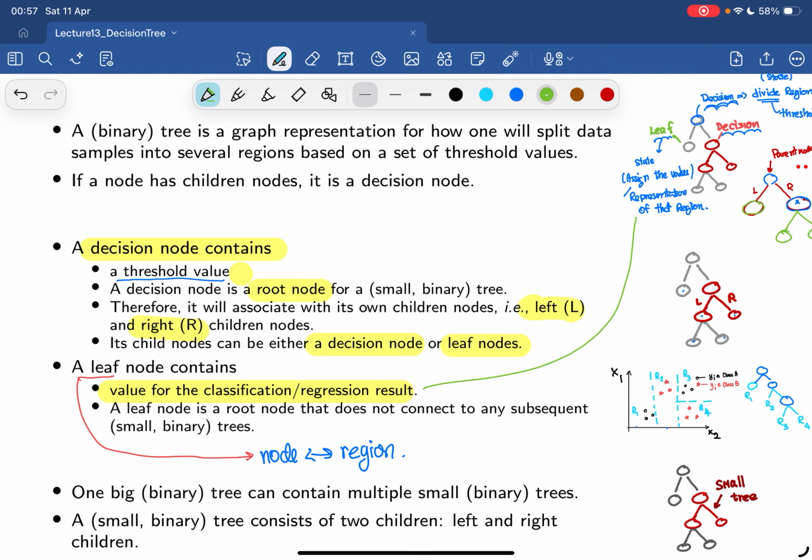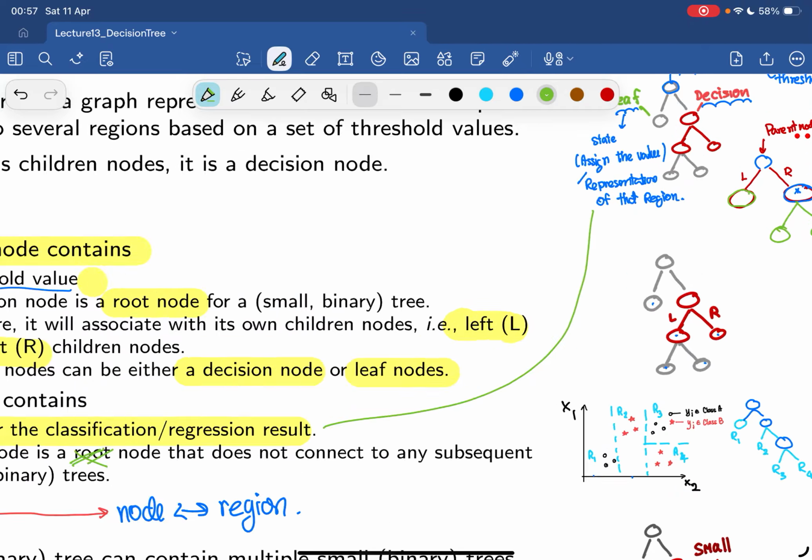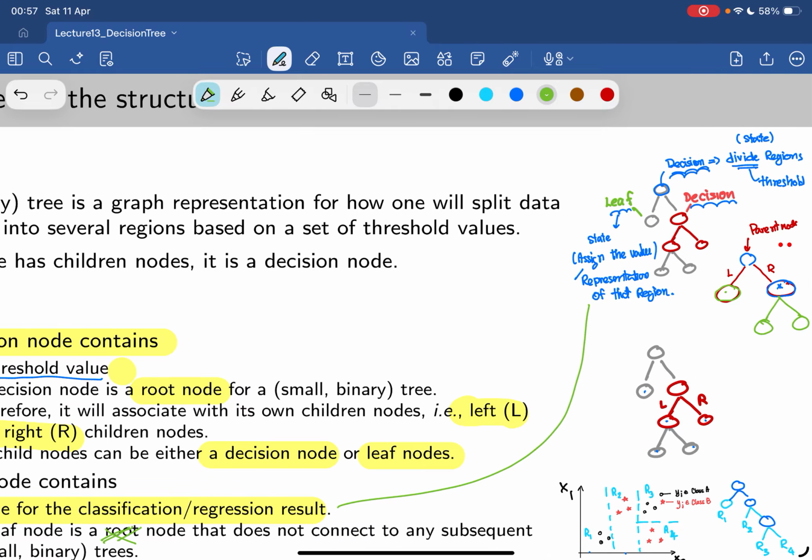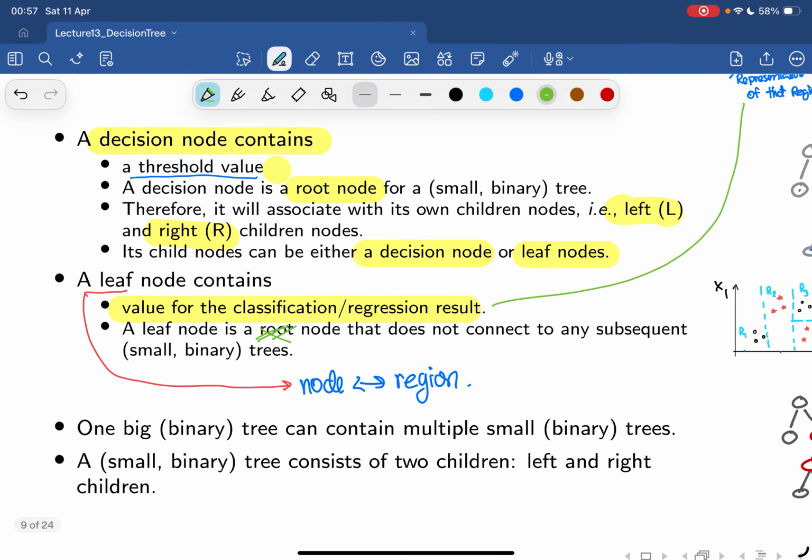And the leaf node is also a root node, but it doesn't have any subsequent nodes, in other words, it doesn't have a child. Okay, you can say it's a root. I don't want to call it a root. Maybe I would like to omit this one. It's a little too much of the vocabulary, but you now know the leaf node is the final one where you cannot further split. Okay, that's it. All right.